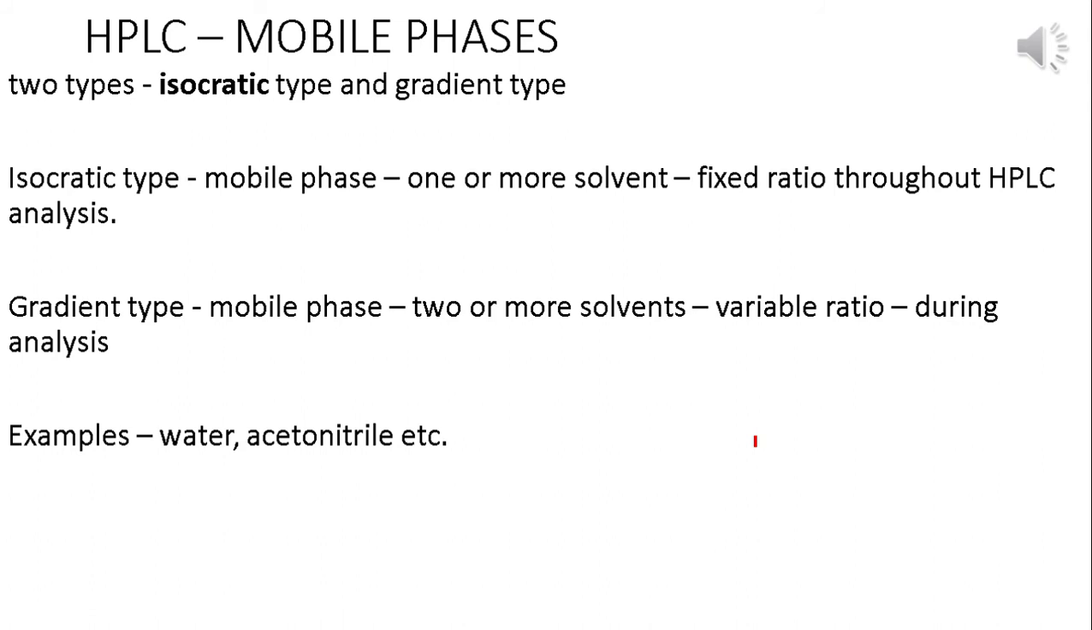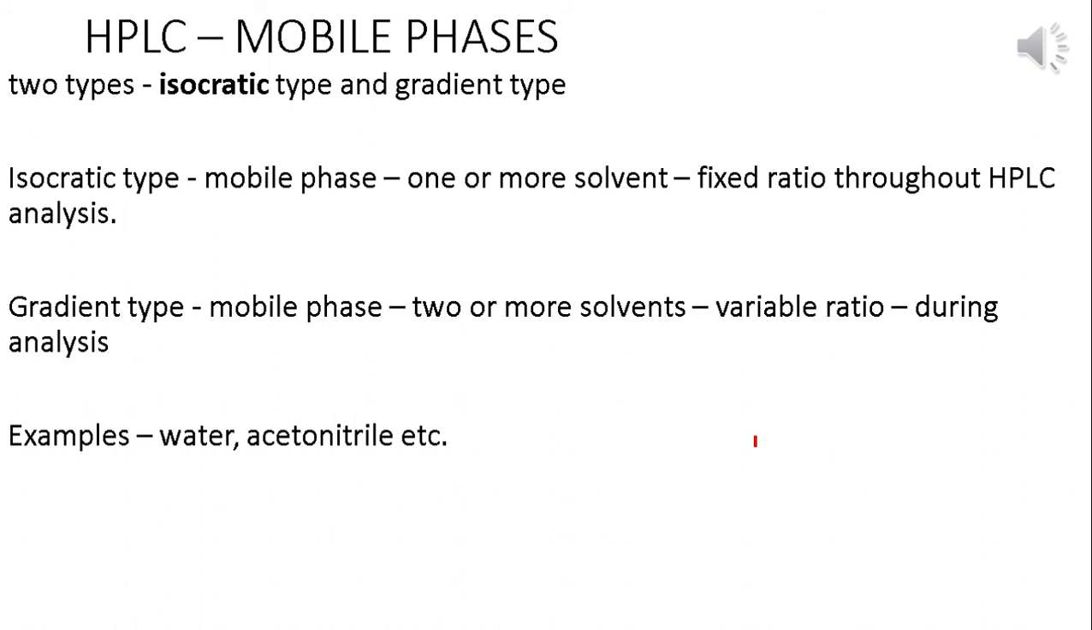But sometimes during different time periods, we need to have different ratios of the solvents. Then we call it gradient type. And we have to select it in advance using a computer. We say in the first 2 minutes, 40% of solvent A and 60% of solvent B. Then in the next 2 minutes, 30% of A and 70% of B. Then in the next 1 minute, say 60% of A and 40% of B.